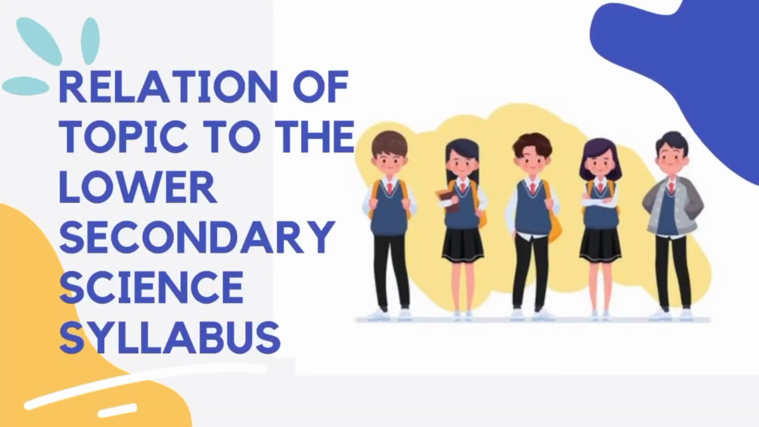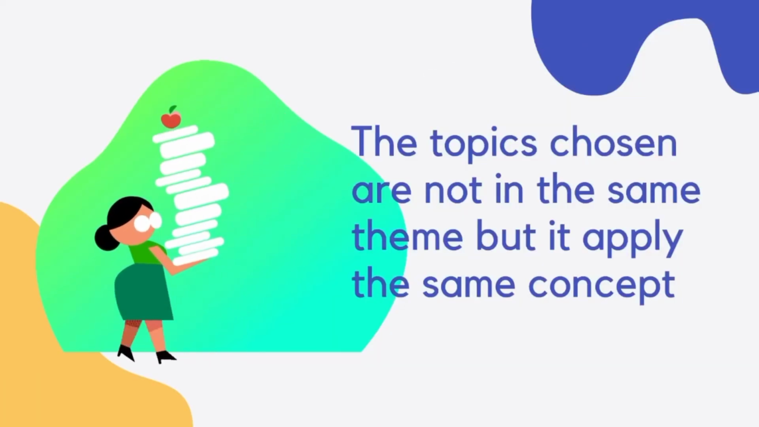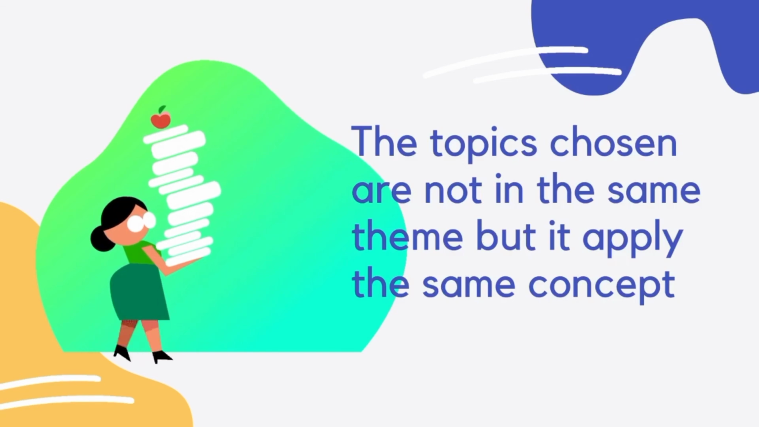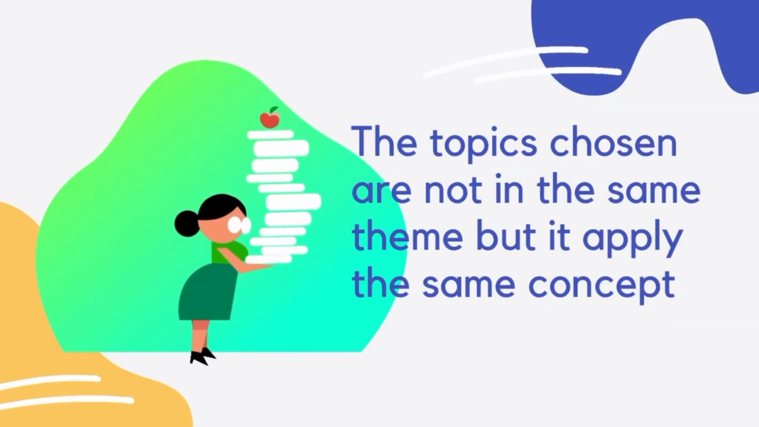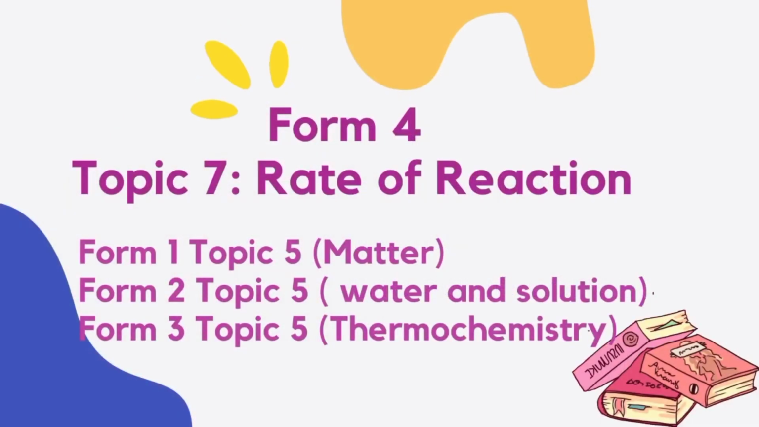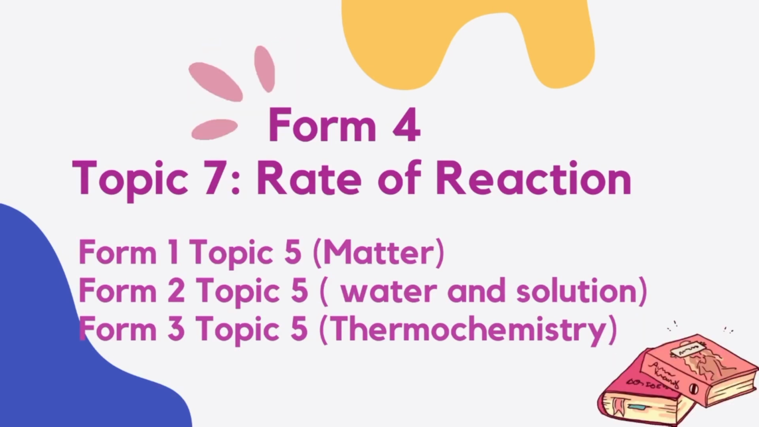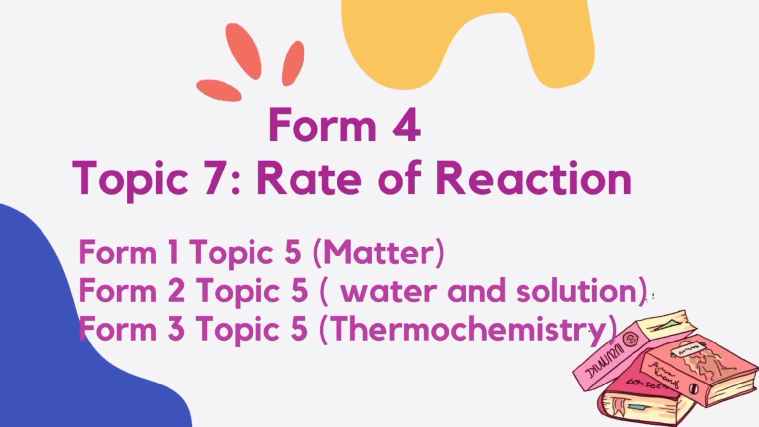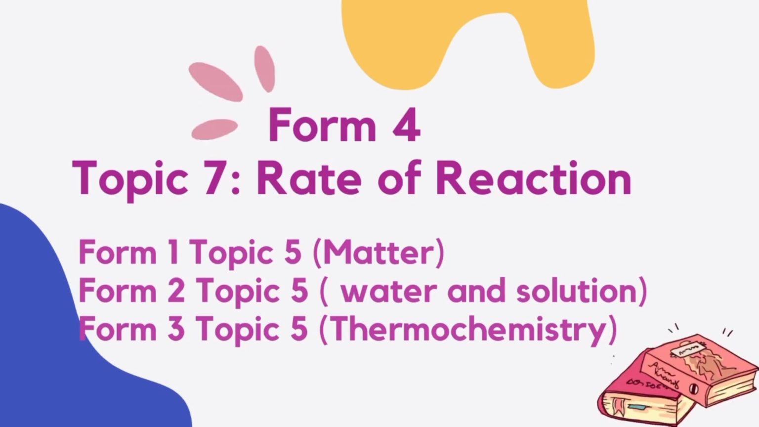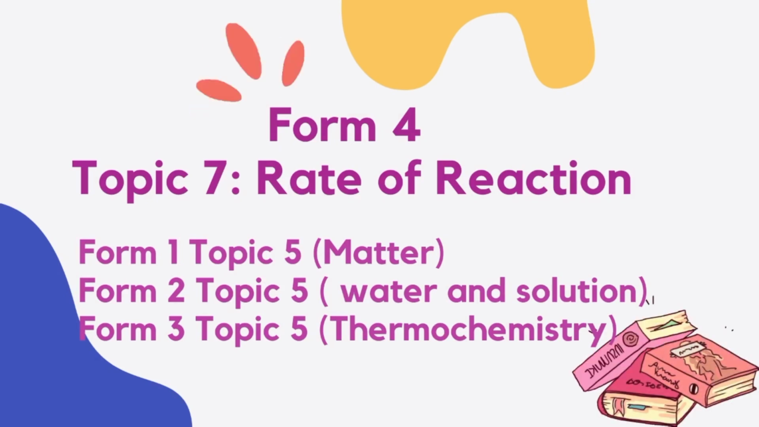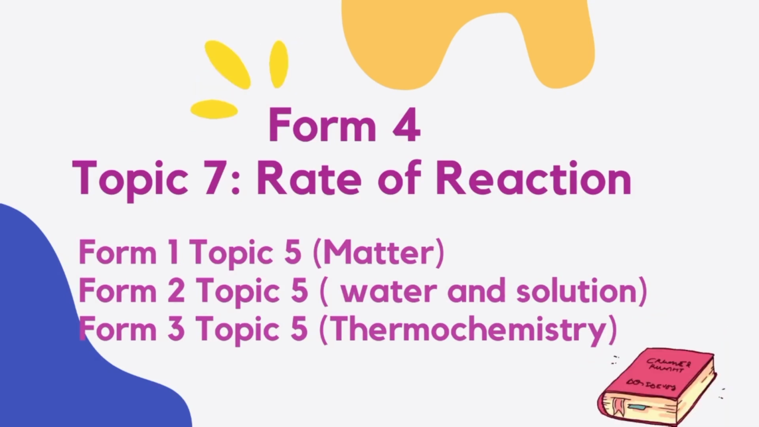Hello everyone. Now I will continue with the relation of topic to the lower secondary science syllabus. In this section, the topics chosen are not in the same theme but apply the same concept. In Form 4 Chemistry, the topic our group chose is Topic 7 Rate of Reaction, and it will be related with Form 1 Topic 5 Matter, Form 2 Topic 5 Water and Solution, and Form 3 Topic 5 Thermochemistry.